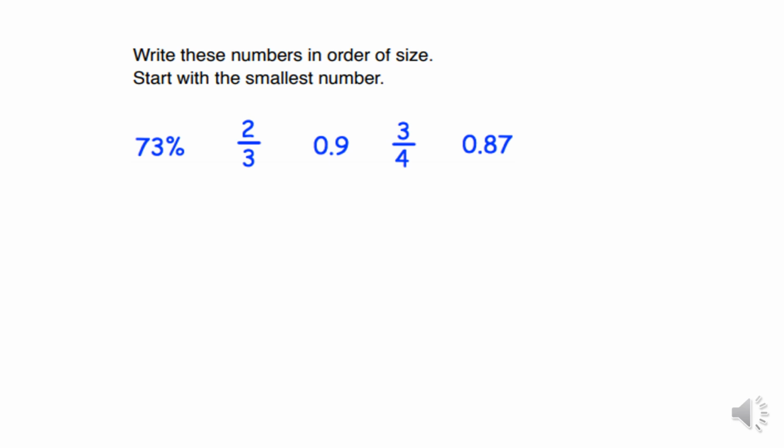I've got a question for you. Again, the question says write these numbers in order of size. Start with the smallest number. So you've got 73%, 2/3, 0.9, 3/4 and 0.87.